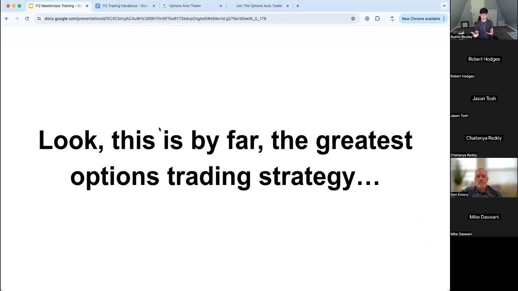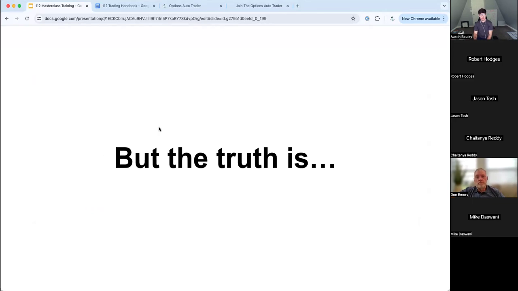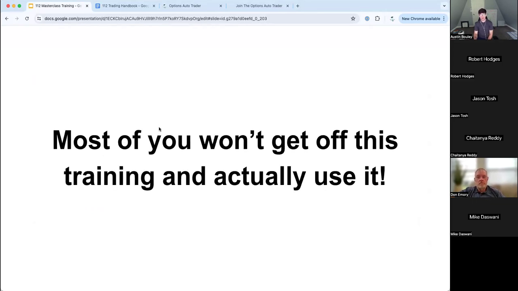So guys, this works. Look, this is by far the greatest options trading strategy. I just want to tell you, if you're not on board yet, this is great. So go out tomorrow and start doing it if you want to see a way to make consistent money. But the truth is, most of you sadly won't get off of this training and actually use it.